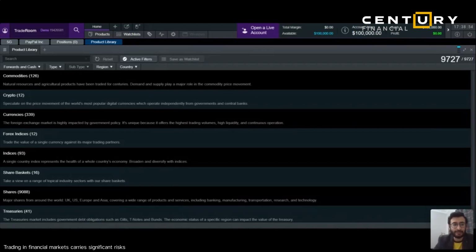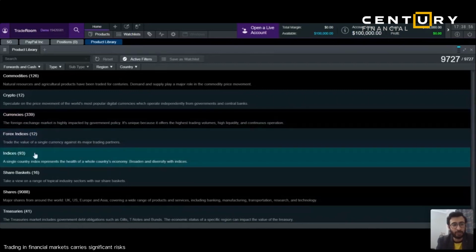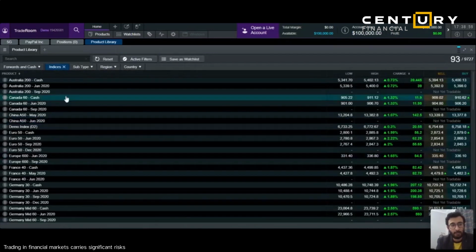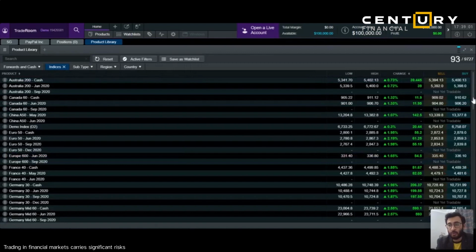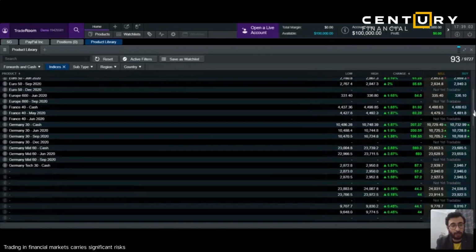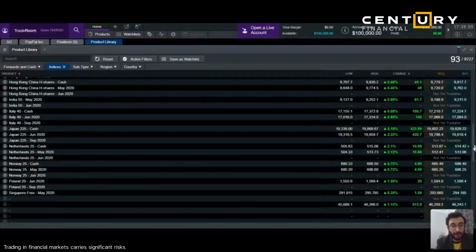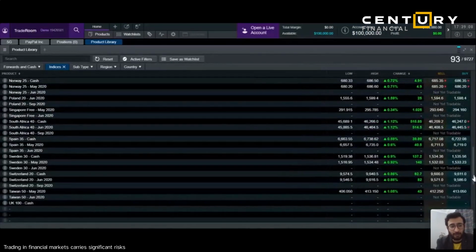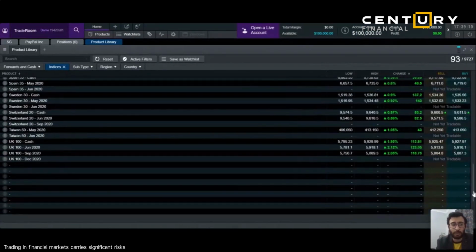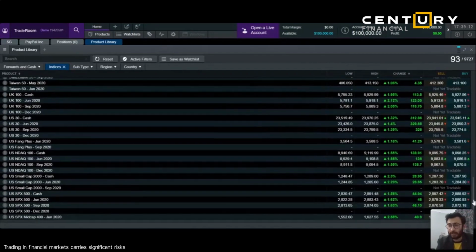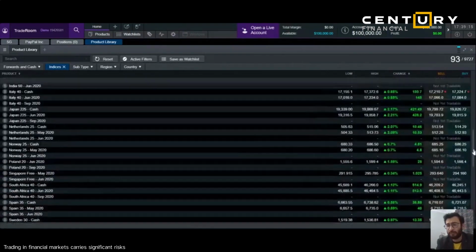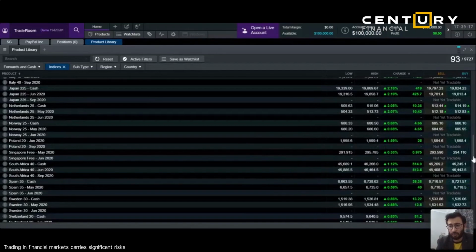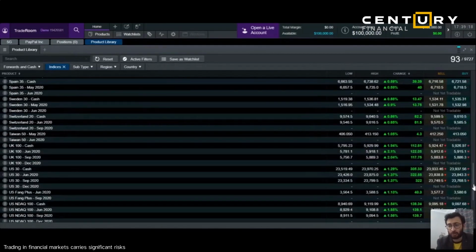So we have a lot of indices. If I go here, you'll be able to see Australia, Canada, Europe. We are looking at Hong Kong, India, Netherlands, Norway. These are all stock indices which are available. South Africa, Spain, Switzerland, Taiwan, UK, US, and different kinds of indices. Today you see everything is green because I think markets have opened higher.